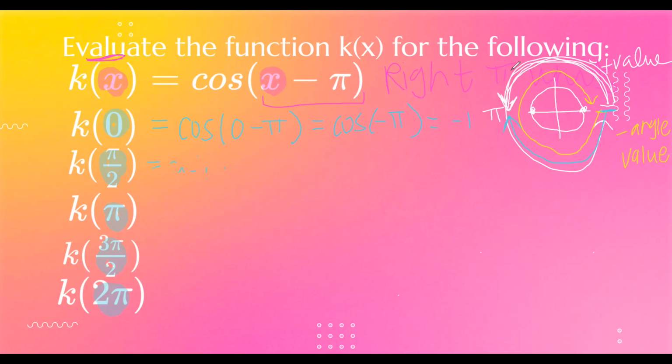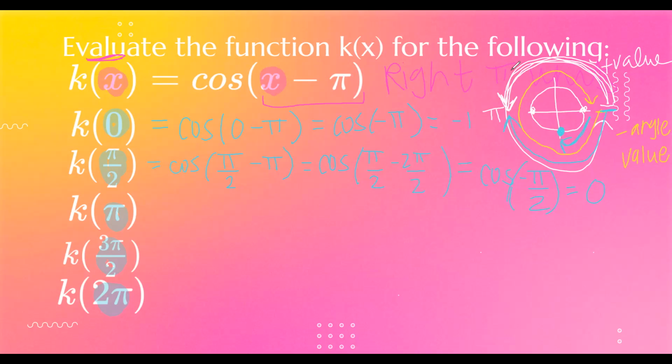Cosine of pi over 2 minus pi. So we're going to need to get a common denominator. Since this one already has 2 on the denominator, let's do that. Cosine of pi over 2 minus 2 pi over 2. It's the same thing. Multiply pi by 2 over 2. And pi minus 2 pi gives us cosine of negative pi over 2. Again, that's just going to be an angle in the negative direction. So pi over 2 is going to be right down here, negative pi over 2. And the coordinate there is 0, -1. So cosine of negative pi over 2 is 0.